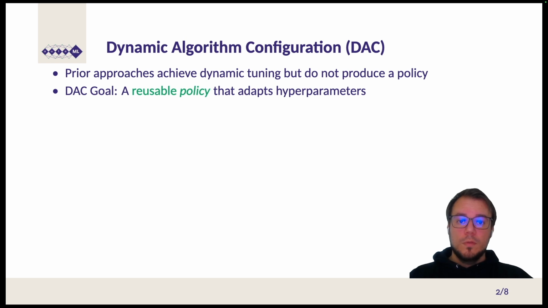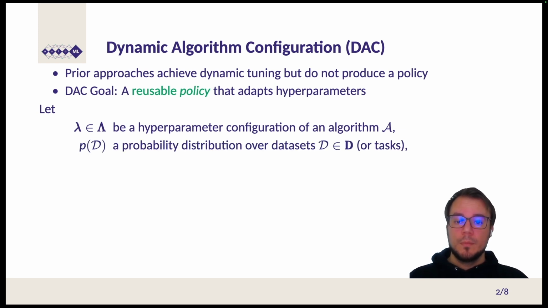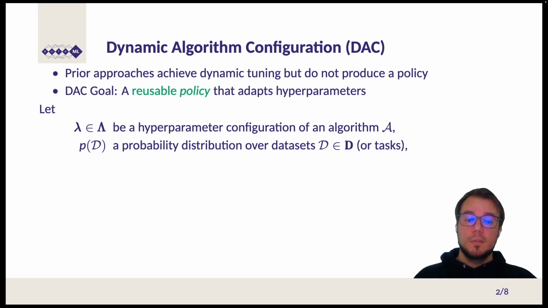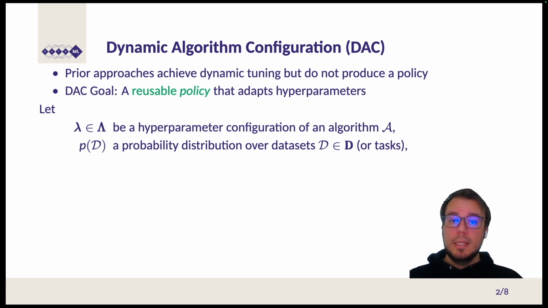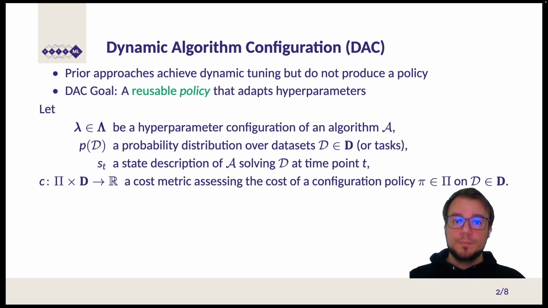Now, let's be a little bit more formal and define the DAC problem. So first off, we need a hyperparameter configuration space for an algorithm that we want to configure. We also need a probability distribution over data sets or tasks, since we want to really have a policy that is general and allows us to tune hyperparameters across tasks. We also need a state description of the algorithm, solving the particular task at hand across multiple time steps.